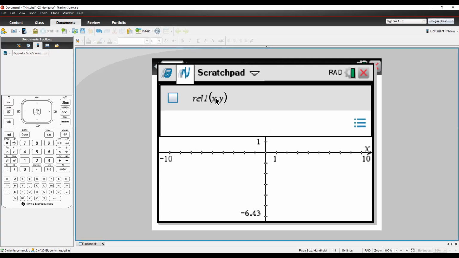Now you're in relation mode, and you just key in the whole inequality and press enter, and it's going to show you basically what you need. Then menu 5-1 will show you where the boundary starts, and then you just have to look at the shading. If it's to the left, it's less than. If it's to the right, it's greater than.